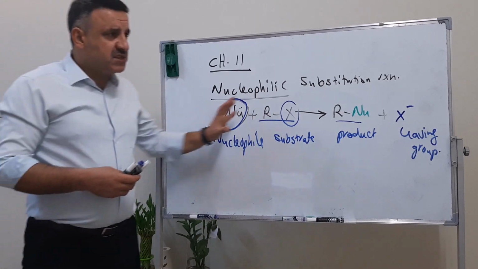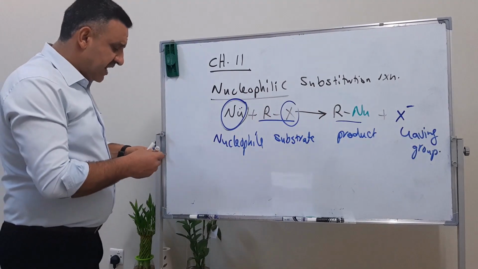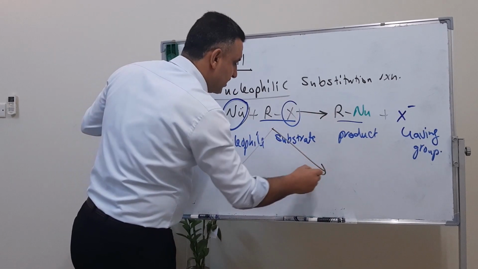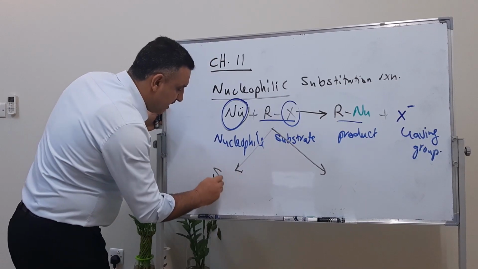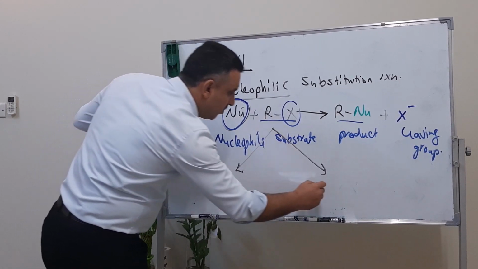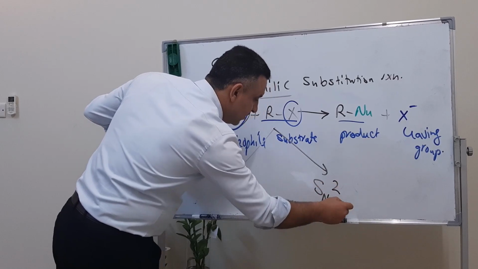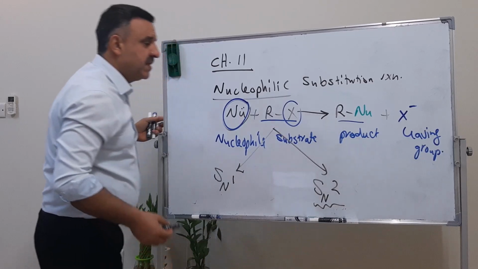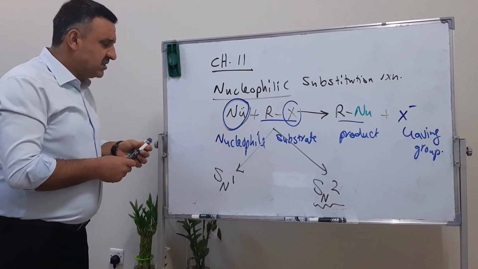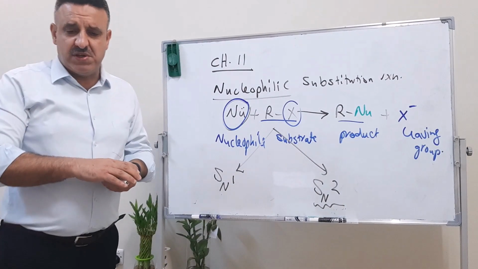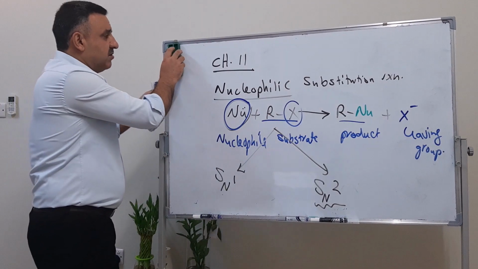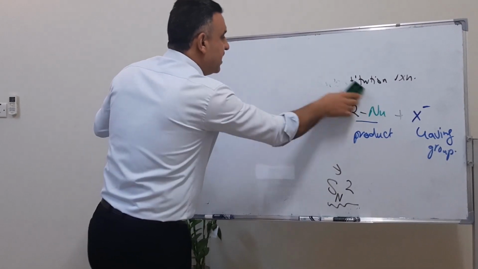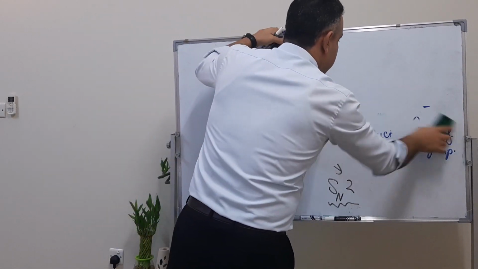Now, how will this reaction take place? This reaction will take place in one of two reaction mechanisms, either SN1 or SN2: nucleophilic substitution 1 or nucleophilic substitution 2. The SN1 and SN2 are the mechanisms which we are now going to use to explain the reaction. Let's start with the SN2 reaction mechanism.